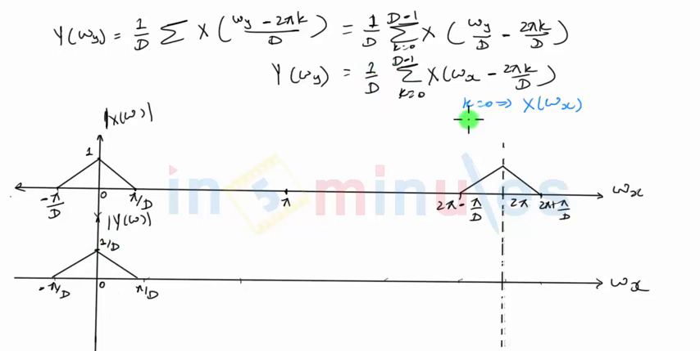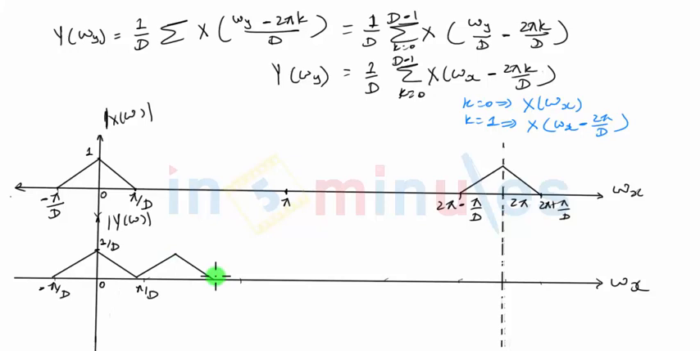It will be 1 by d in Y of omega because of this scaling factor. If I now put k equal to 1, that will give me the second part in this expression. It will be X of omega x minus 2 pi by d, which is nothing but the shifted version of X of omega towards the right. Because of this sign, it's shifted towards the right by 2 pi by d. If I do that, this 0 point will go to 2 pi by d. This minus pi by d point will go to minus pi by d plus 2 pi by d, which will be pi by d. So the next spectrum will start from this point itself.